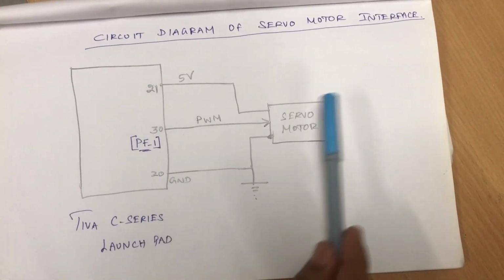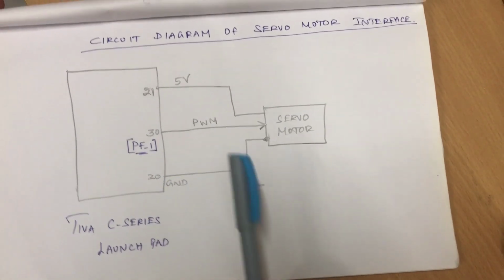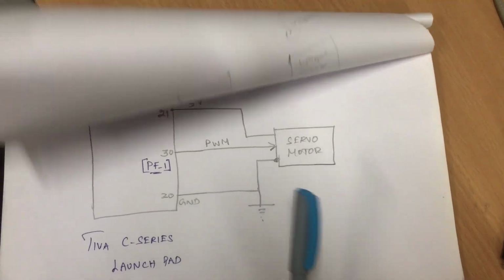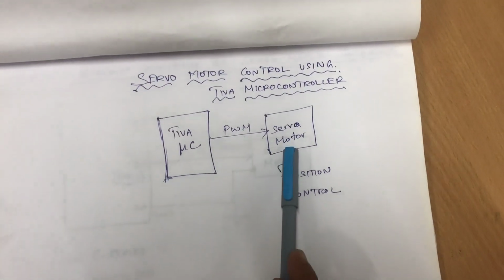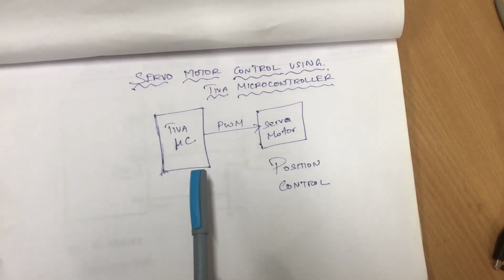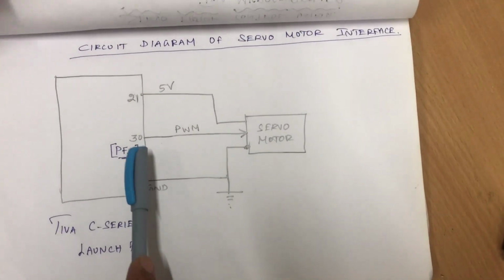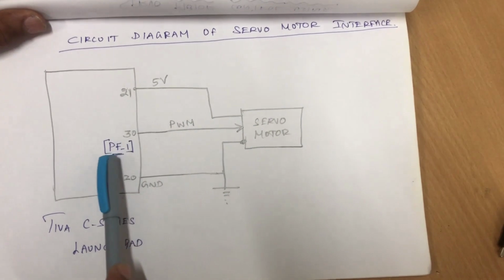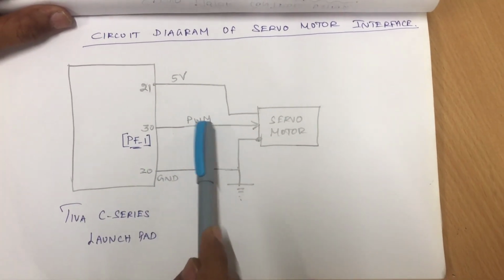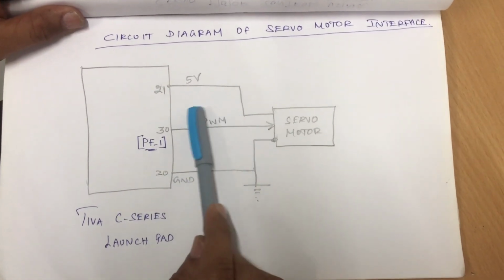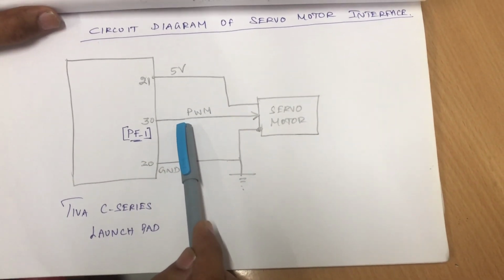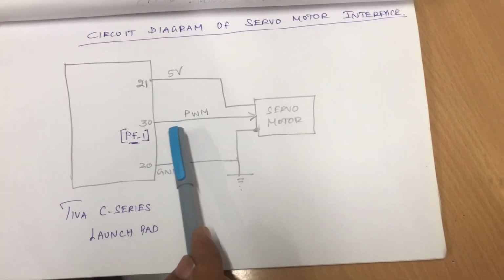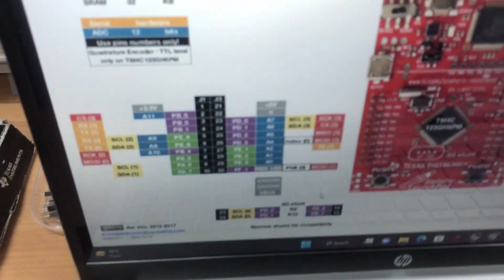Okay, so this is the circuit schematic of the servo motor interface, and this is the block diagram where TIVA microcontroller is interfaced with the servo motor. So this 30th pin, this PF1, is the PWM pin. How do you understand? We can understand from the schematic of the TIVA C series, which we can experiment on the laptop screen.